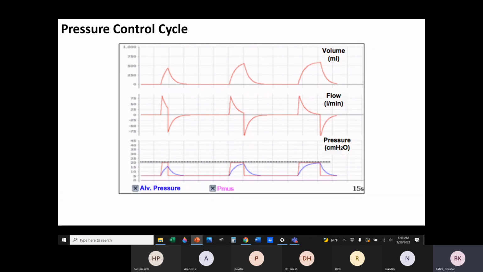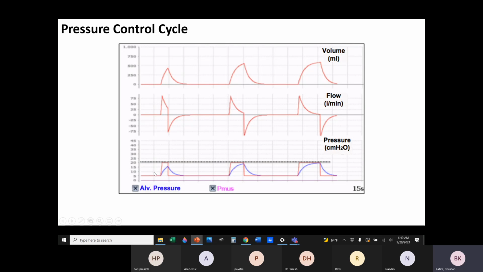Now let us look at the pressure control cycle. What happens in a pressure control cycle? What you do is fix the airway pressure and the I time. The flow and the tidal volume get determined, which makes sense. If you set the pressure difference higher, more will be the flow and more will be the tidal volume. If the pressure difference is the same, but you keep it for a longer period, then the flow will be going in for a longer period. If the flow goes in for a longer period, we know that the tidal volume will increase.